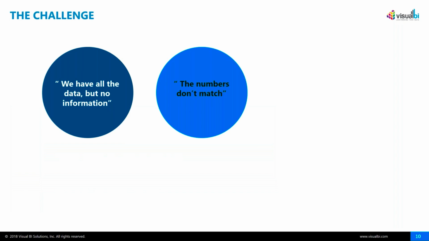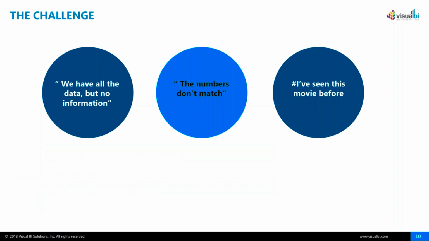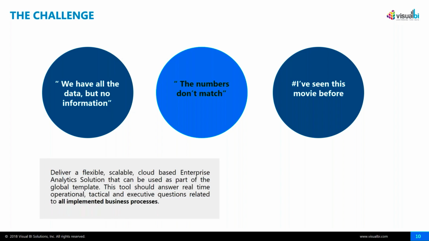So the challenge was, after we'd gone live, our users told us the following: we've got all this data, but we have no information. As most of you are aware, you always hear people saying, how come I've got numbers in finance and you've got different numbers in sales or in inventory or in costing, and how come these numbers don't match? And as Gopal said, I've been in this space for a long time, and so I've seen this movie before, and I wasn't about to do things the same way as we did it in the past.